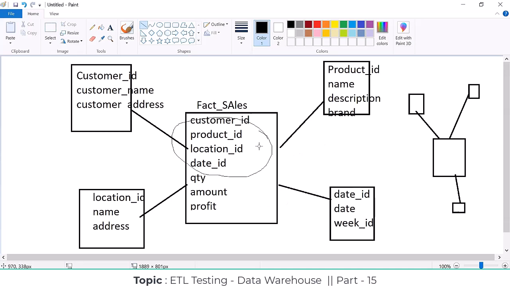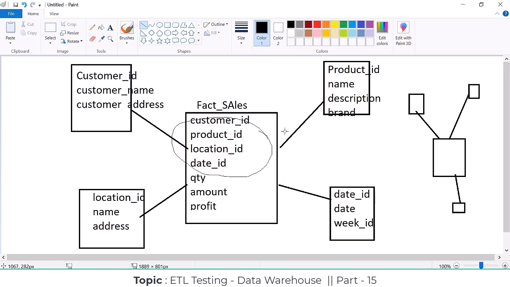We can easily understand the star schema because the number of tables will be less here. The number of dimension tables is less. So with a one-to-one relationship here, we can easily understand.